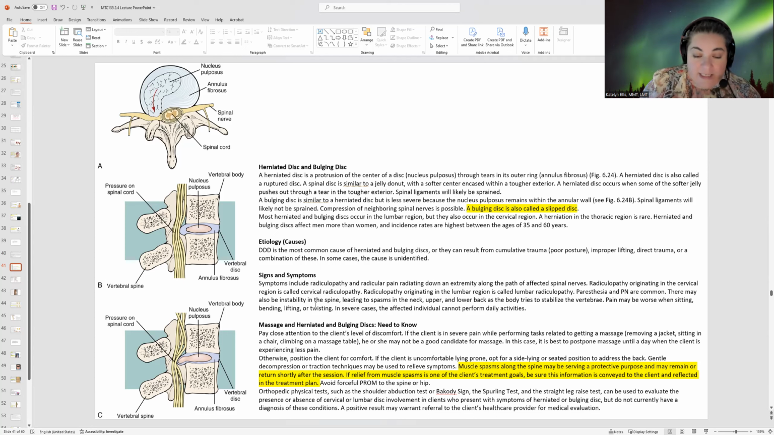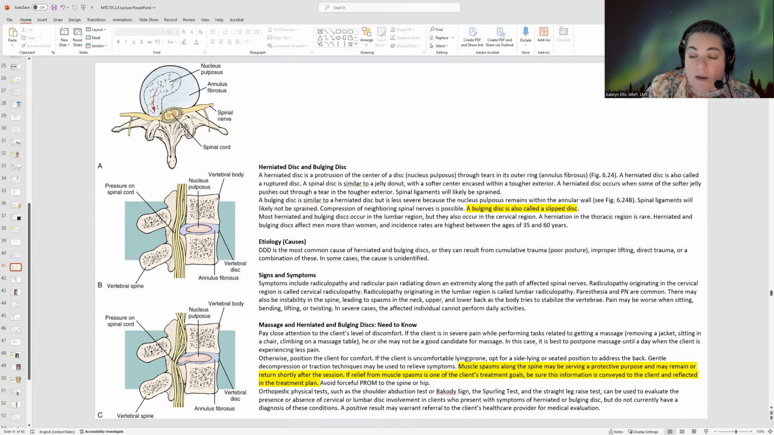Massage in herniated discs is the same as degenerative disc disease. Pay attention to their level of comfort. If they have severe pain while doing basic tasks to get onto the massage table, it might not be the best day to do it, or they may not be the best candidate to suffer through a massage. This is a really important point to remember here.